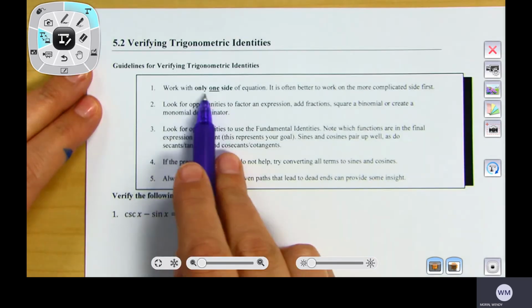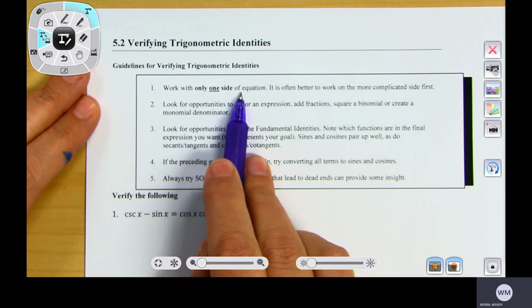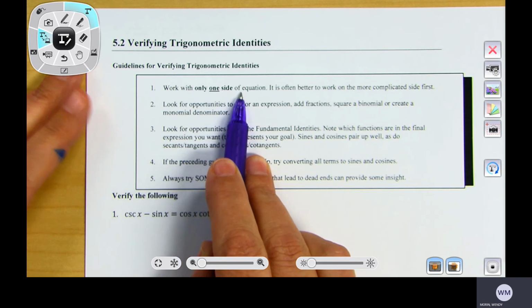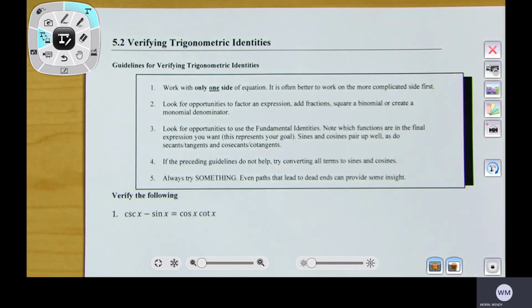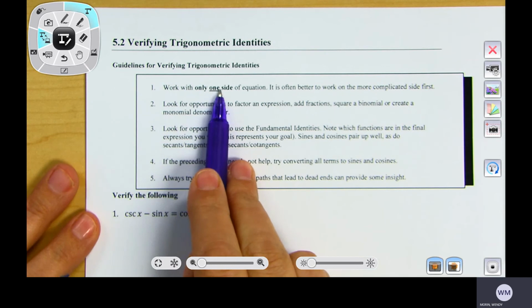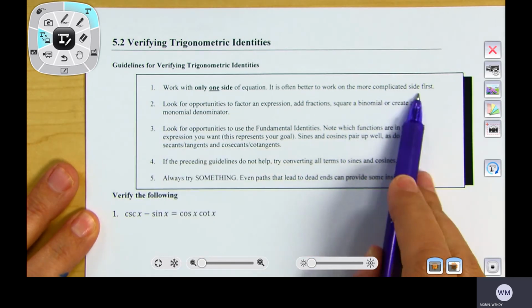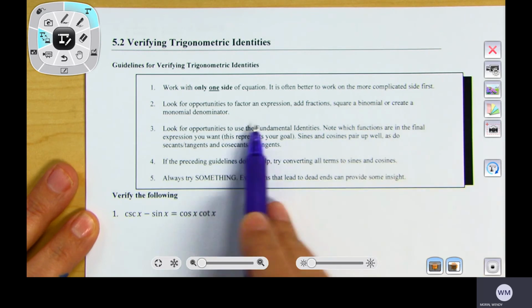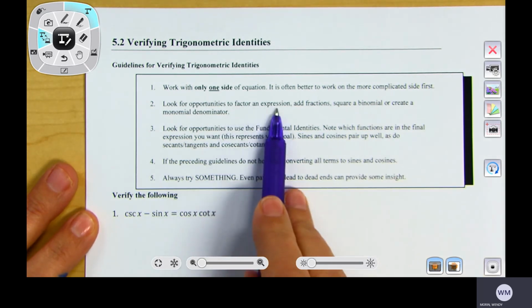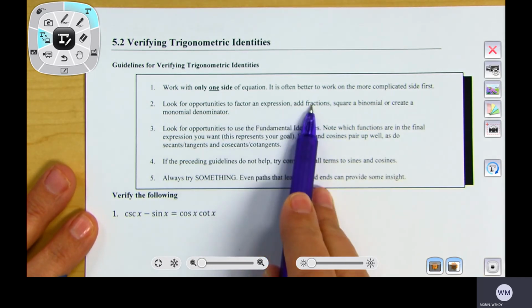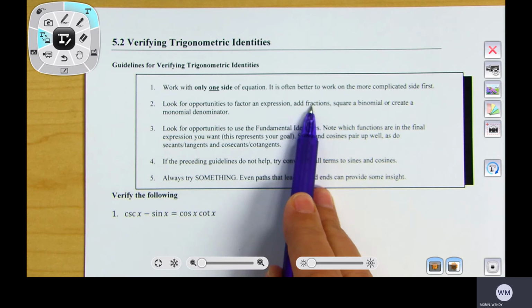You cannot work both sides of the equation. It is not an equal sign where you can move one thing from one side to the other side. You haven't proven that it's equal. You can't move things from side to side. One side only. You get to pick, and I'll give you some hints on which one to pick. Like, pick the most complicated side first. Look for opportunities to factor, add fractions, get a common denominator, things like that.